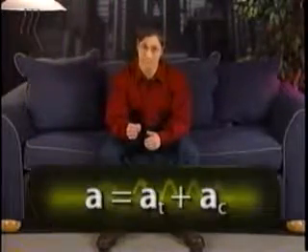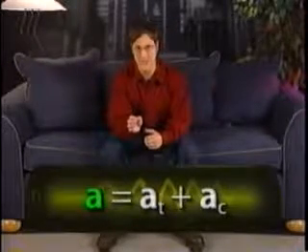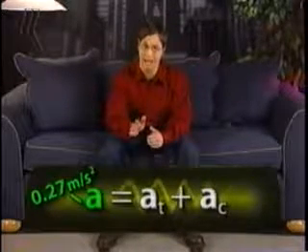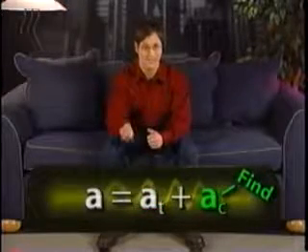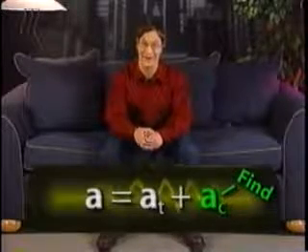Now that we got that covered, we know that A equals A sub t plus A sub c. We know what A is. We were given that in the problem. The head's total acceleration is 0.27 meters per second squared. The question asks us for tangential acceleration, A sub t. So let's find A sub c so we can figure this out.